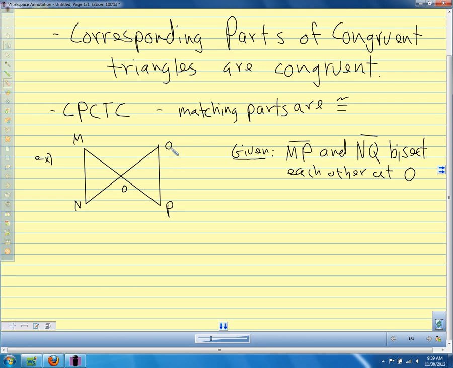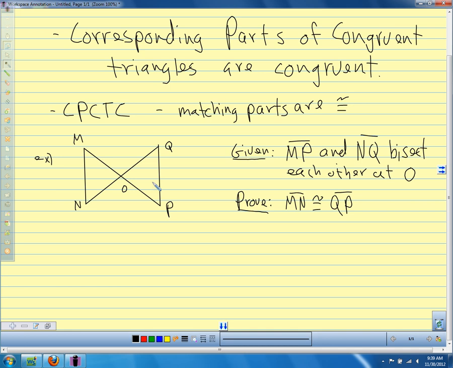This one should be Q, sorry. The one in the middle here is O. This is Q. And we want to prove that segment MN is congruent to segment QP. So what we know is that these segments here in the middle bisect each other. What we want to prove is these segments over here on the side are congruent. Well, it doesn't seem like a lot of information to start with, does it? Not a lot to start with.